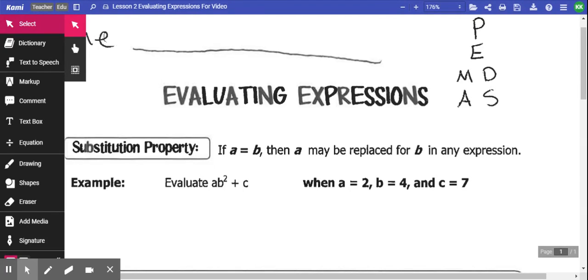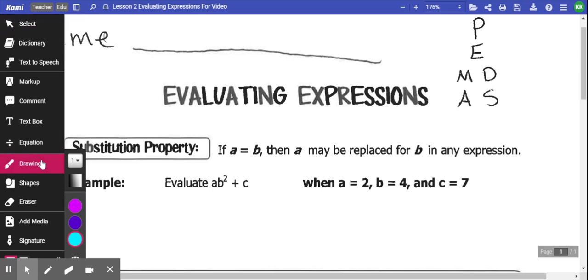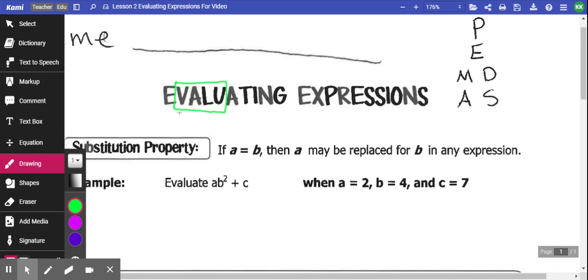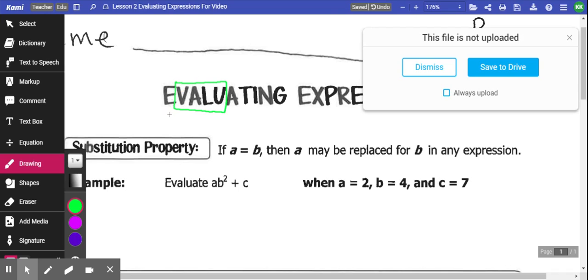Hello, warriors. Today we are talking about evaluating expressions. As we learned in lesson 1, an expression is like a number sentence, but without an equal sign. And one really important word that you should see quite a bit in math is evaluate, and the root word is value. So evaluate means find the value of the expression.